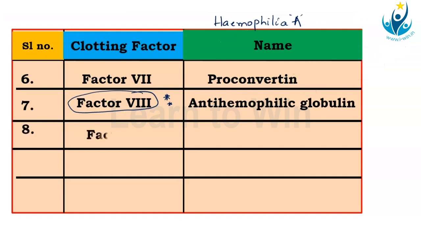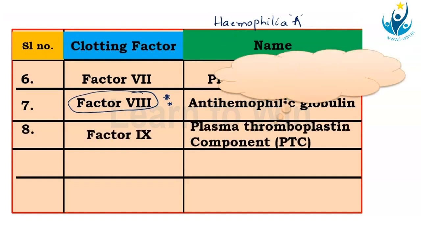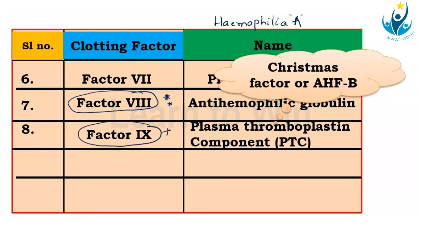Then the next one is factor 9. Factor 9 is PTC, plasma thromboplastin component, which is also called Christmas factor or anti-hemophilic factor B. A deficiency of this causes the genetic disorder hemophilia type B. So you have two types of hemophilia.